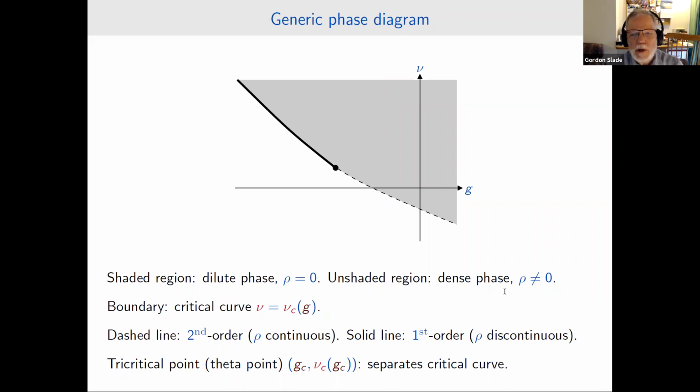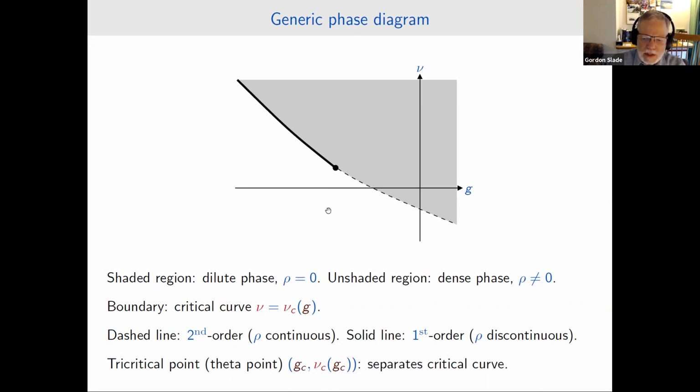And here's a kind of generic phase diagram for what you might expect. In the shaded region is what we'll call the dilute phase. Here the susceptibility is finite, the density is 0. And in this region, the unshaded region, the susceptibility will be infinite and the density will be non-zero.